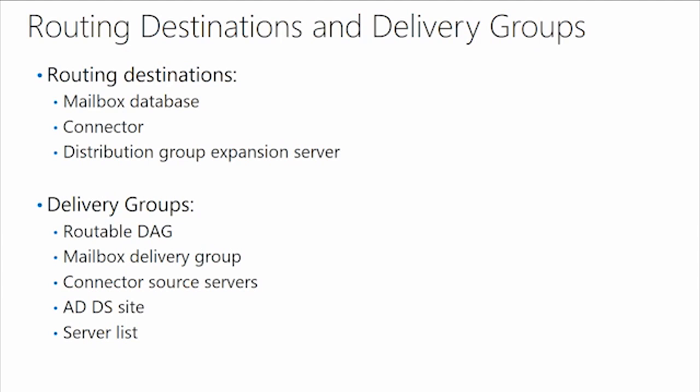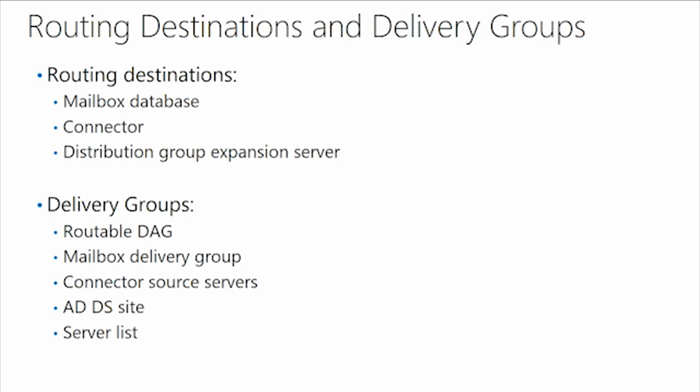In Exchange, you have routing destinations and you have delivery groups. A routing destination is where a mail message needs to go to. So there's three options. It could be a mailbox database, because this user is a user that exists inside of the database. So when a message comes in, it gives this message a routing destination: this message needs to go to this database. Or it could be a connector. A connector is a mail that goes out of your organization. So this message is destined to the internet. So the routing destination is a specific connector.